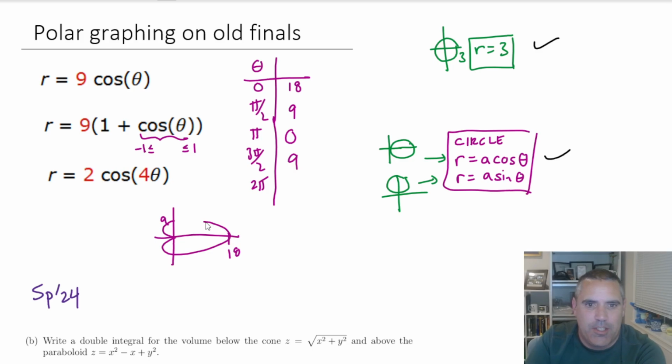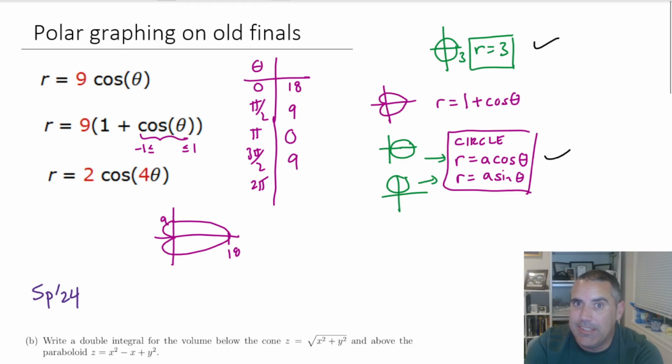Anyways, it's a heart shape. So I guess we could add that to our library: anything that looks like 1 plus cosine or 1 plus sine is a cardioid. But I would think that we would have a little bit of a feeling for that, somewhat just because it came up two or three times in the homework.